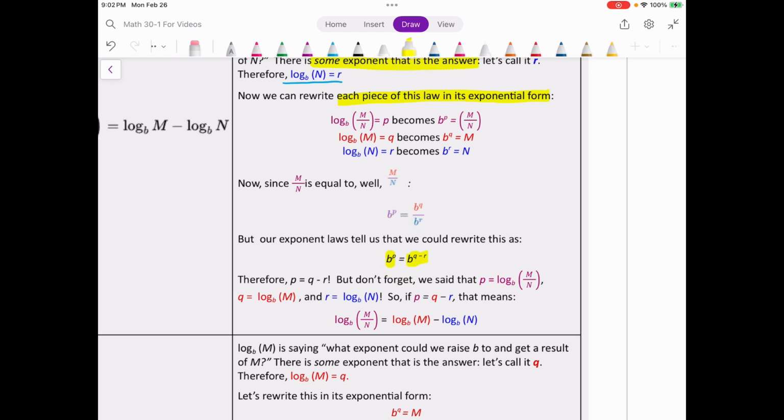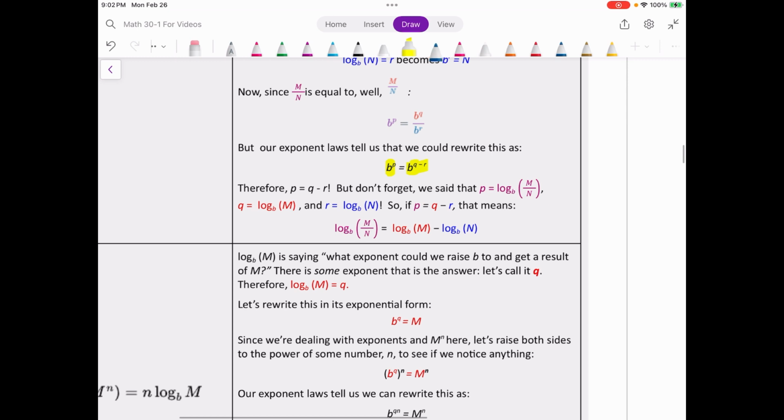And therefore, by the same logic, if b to the power of p is the same thing as b to the power of q minus r, well, that's only possible if p is the same thing as q minus r, right? How could I raise b to two different powers and get an equal thing? Well, I couldn't. They have to be the same thing. So p must be the same thing as q minus r.